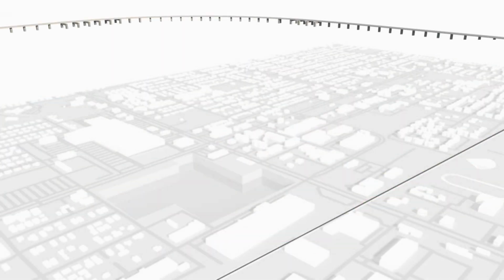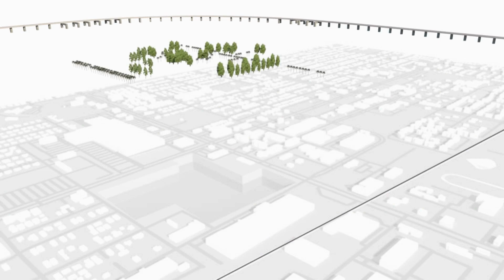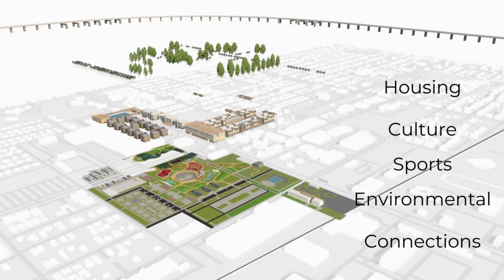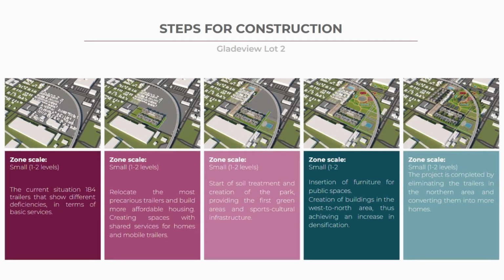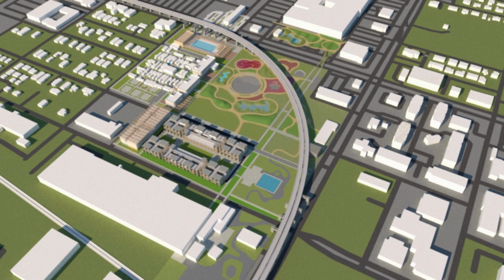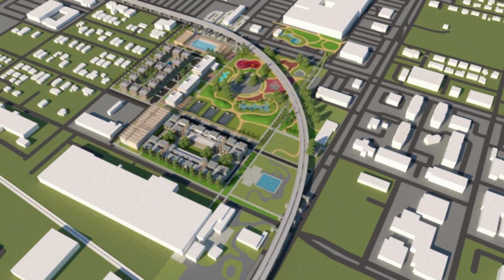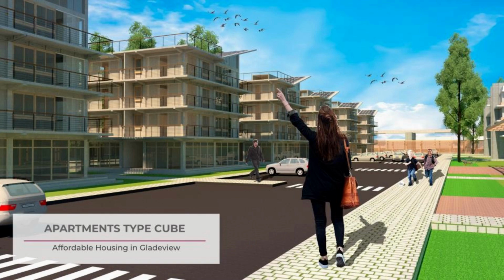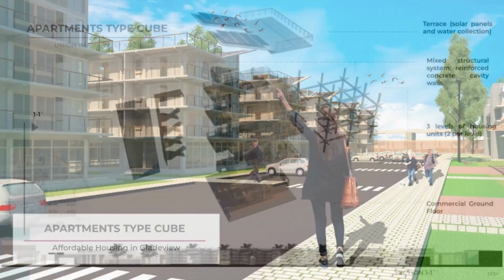The urban proposal is made up of the union of different areas: housing, culture, sports, environmental, and connections. It is proposed in 5 phases. These phases allow the relocation of the current inhabitants with the aim of offering higher quality housing and services. Affordable housing. The different typologies integrated into the project allow affordable homes with greater comfort and individual spaces compared to pre-existing homes.